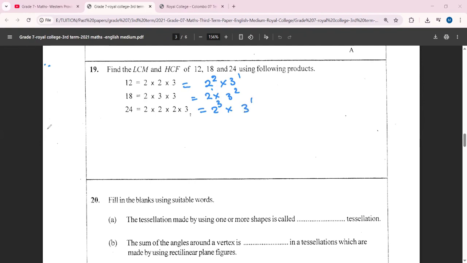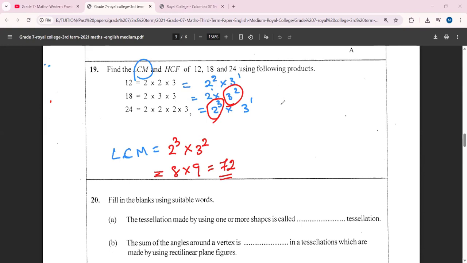And then to get the least common multiple, you have to take the highest powers of each factor. So let's see the highest powers. For 2, 2 to the power 3 is the highest. For 3, 3 to the power 2 is the highest. And then this is equal to 2 to the power 3 into 3 to the power 2, which is equal to 8 into 9, which is equal to 72.